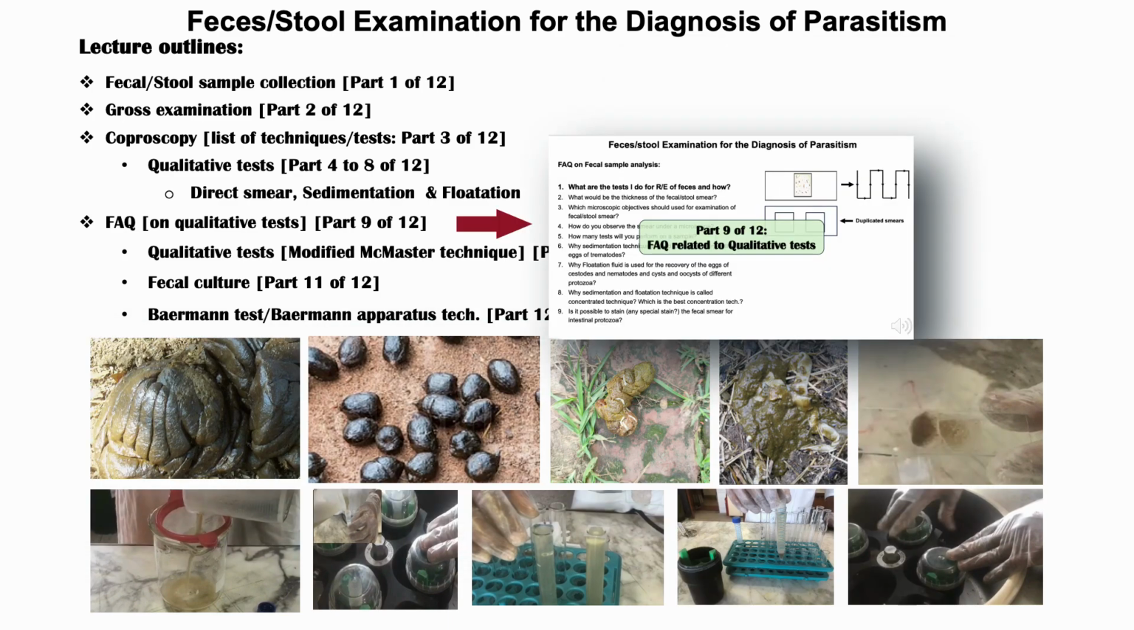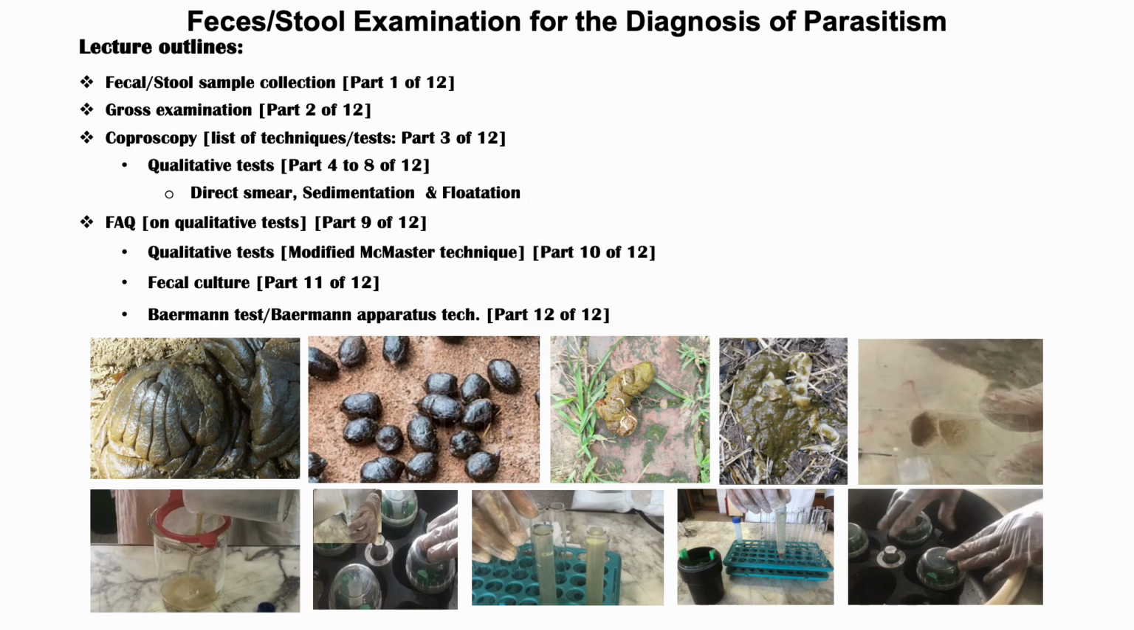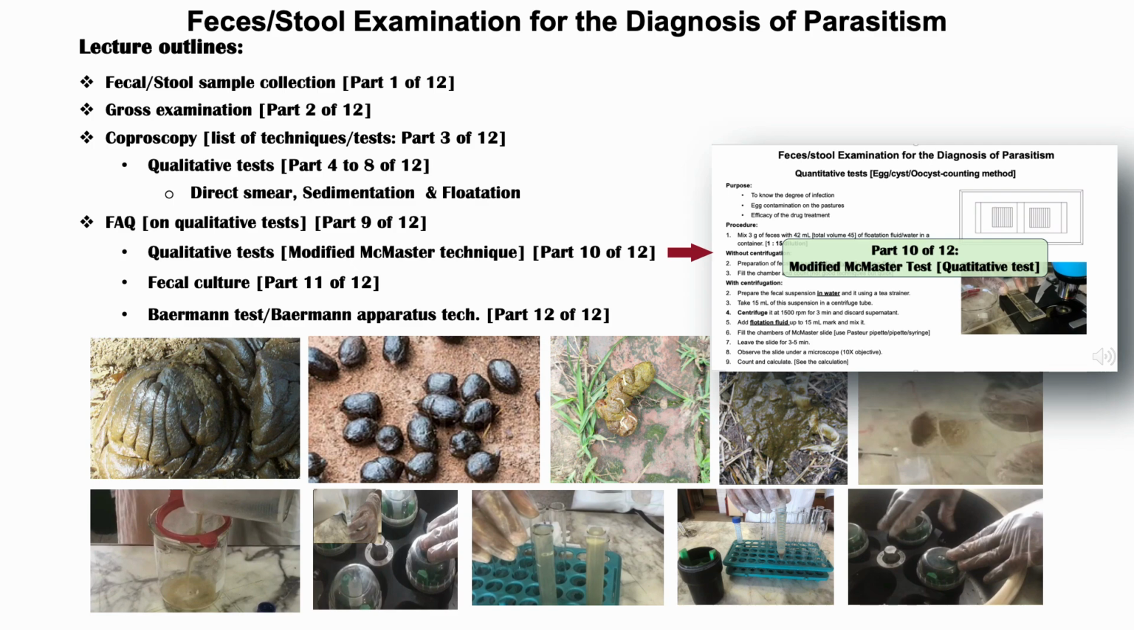In part 9, I will answer some of the interesting frequently asked questions, or FAQ, and troubleshooting of things related to qualitative tests. In part 10, I will show how to count eggs or cysts or oocysts using the modified McMaster test for the determination of the degree of infection or intensity of infection.